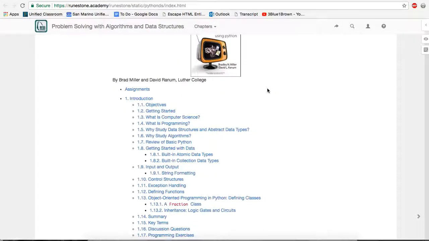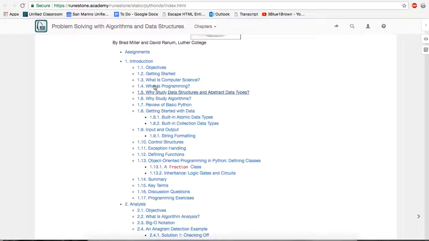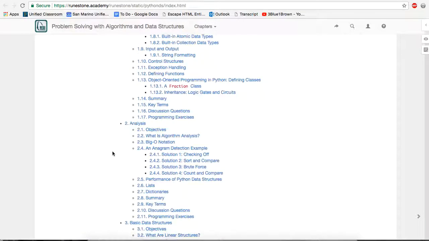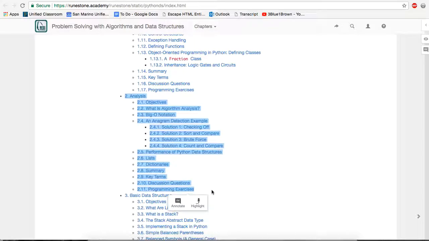If you come through here, we can skip the introduction, but if you have the time and the motivation, go ahead and read that. It can only help. Right here with analysis, there's one big idea you definitely want to understand, and that's big O notation. It's a way that computer scientists can rate how fast or slow an algorithm is. You definitely want to wrap your head around that.